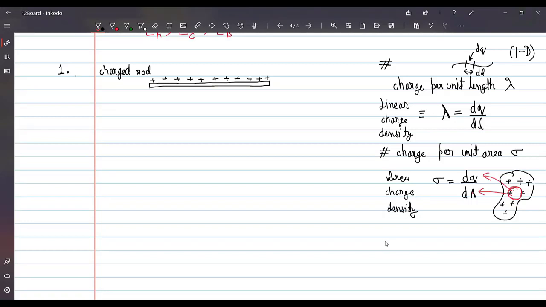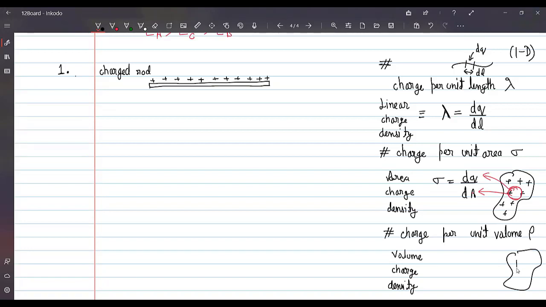And next you can guess. The third one will be charge per unit volume, denoted as rho, also known as volume charge density. If you have a small volume and in that volume the amount of charge stored is dq, I will write rho as dq upon dv. All these quantities we will be using in our questions.